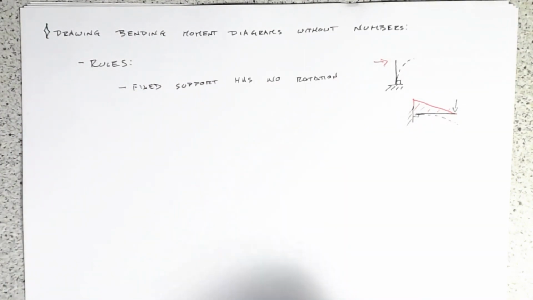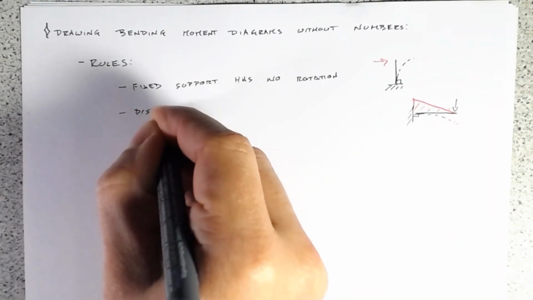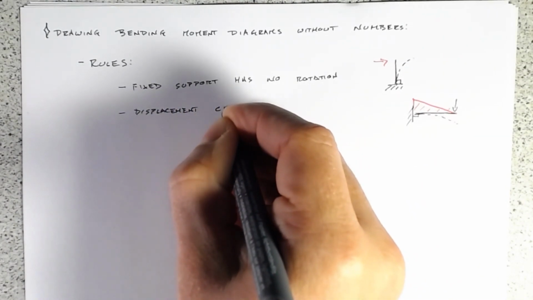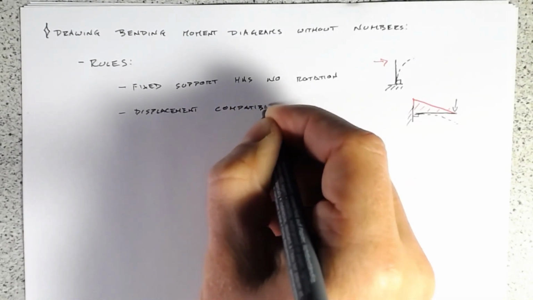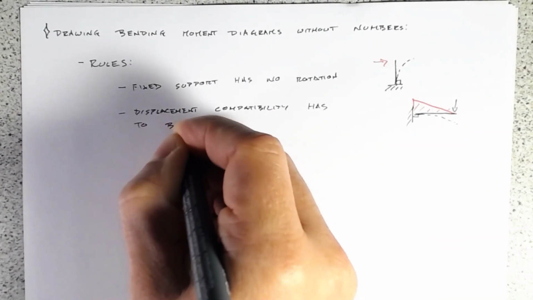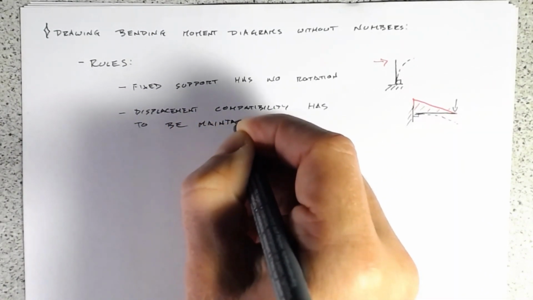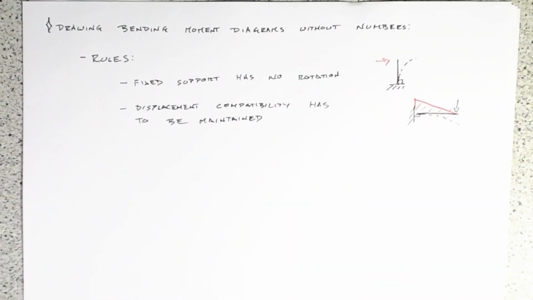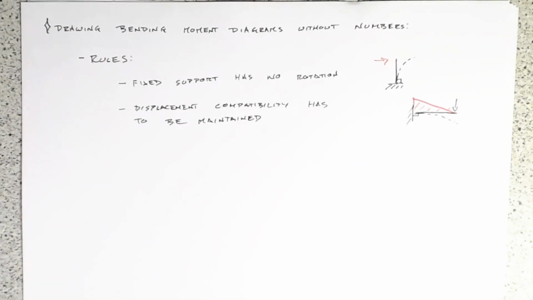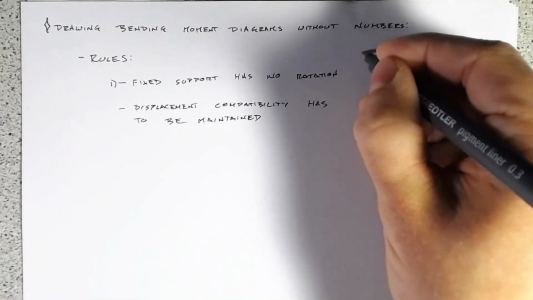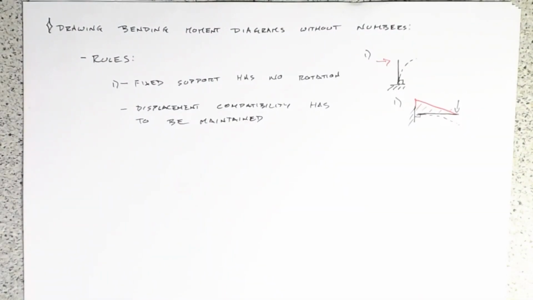Our second rule is that displacement compatibility has to be maintained. So what do I mean by that? Just like with the fixed support, it's good to do this with an example. So in fact, we'll call this rule 1, just so we can put little ones with the diagram. And we'll call this rule 2.